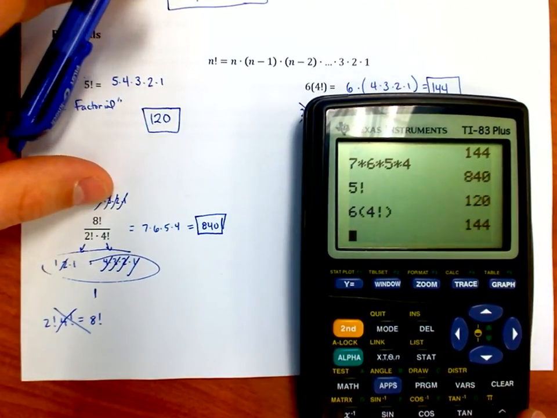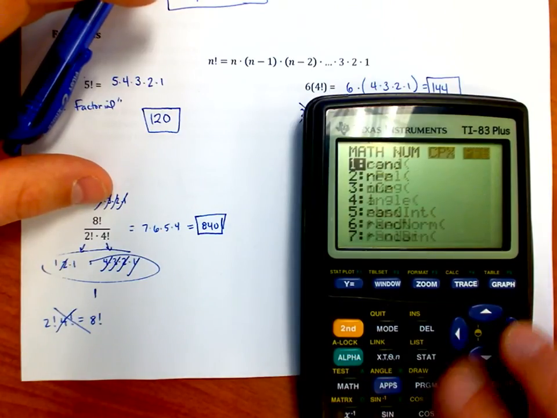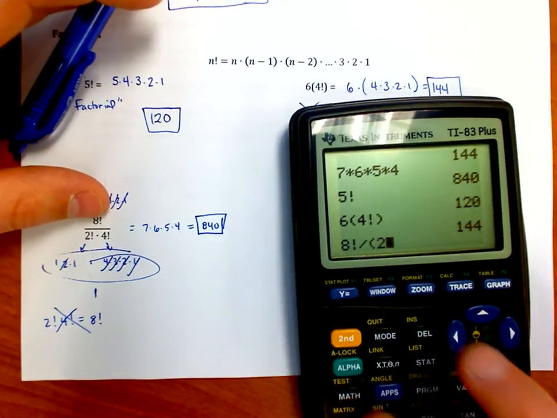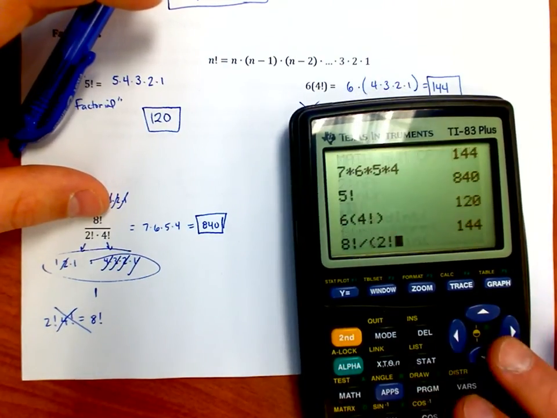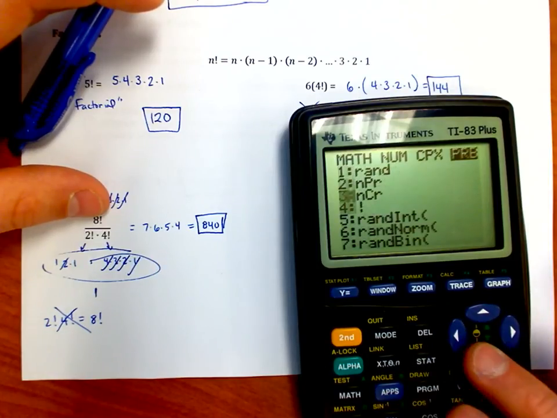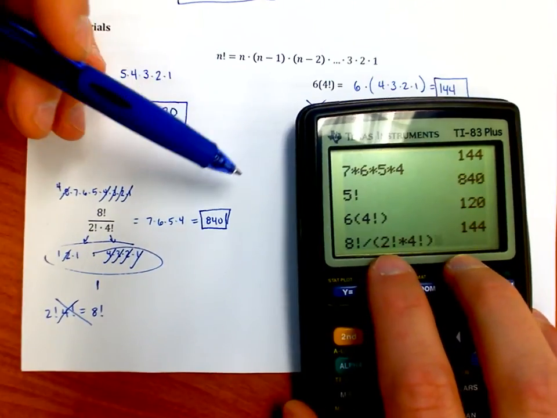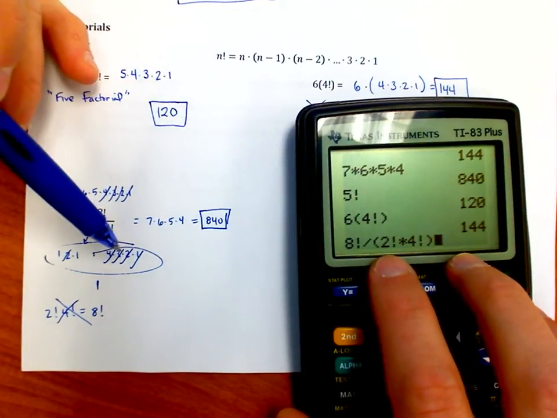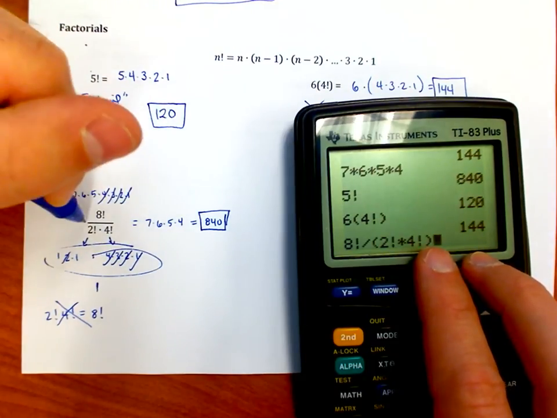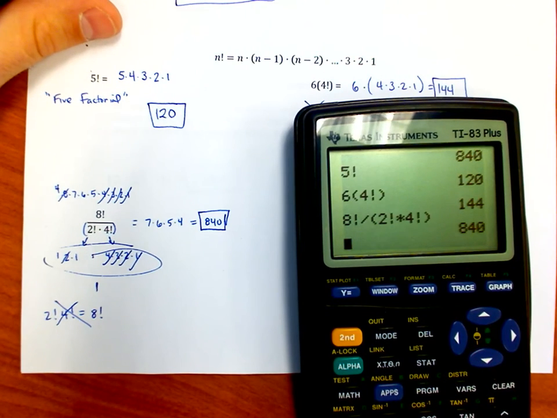Now watch how I type it in. My parentheses are important here. What is 8 factorial divided by parentheses 2 factorial times 4 factorial? The reason I need the parentheses here is to get them both in the denominator. If I forget the parentheses, then the 4 factorial is going to be off to the side. It's not going to be placed in the denominator. So I need to remember that those need parentheses if I'm going to do it on my calculator. But it's 840.